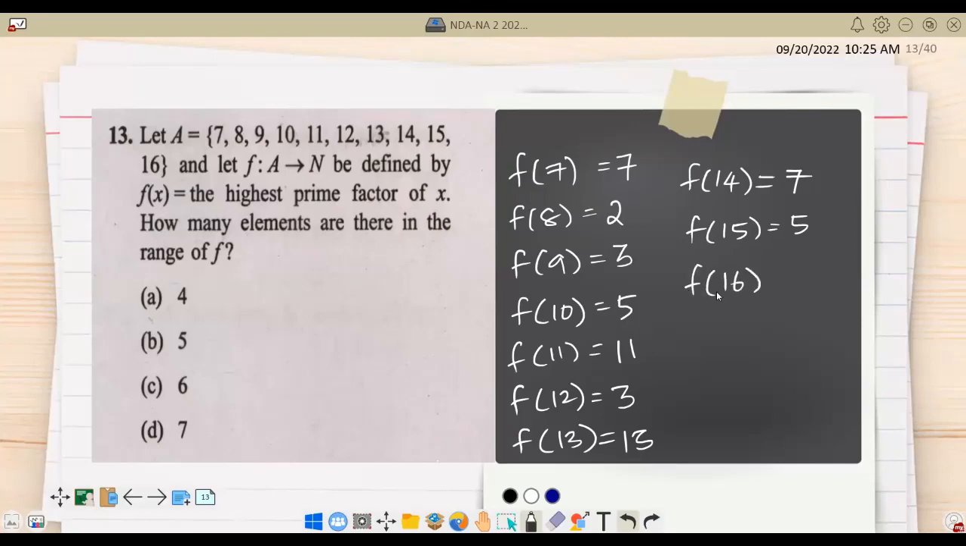For 16, it is 2 into 2 into 2 into 2. The highest prime factor is just 2. So I'll write the range, the set of the range. You have 2, 3, 5, 7, 11, and then 13. There are 6 elements. So our answer is option C.